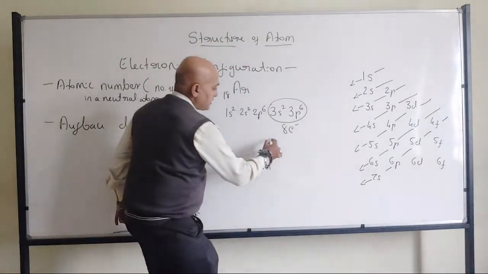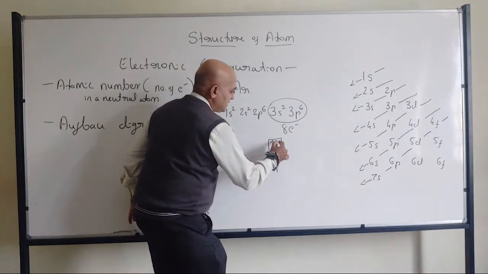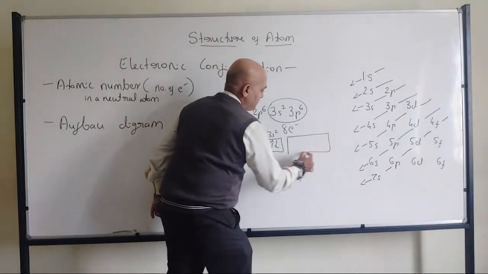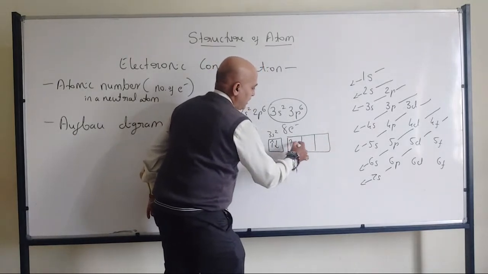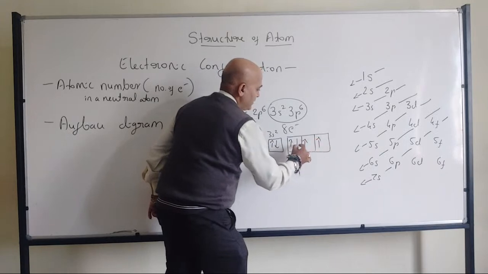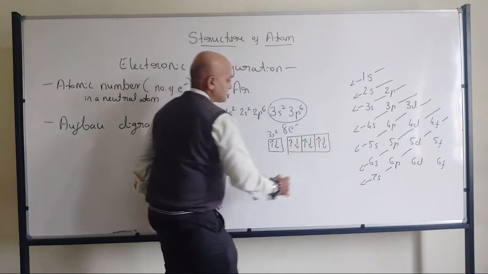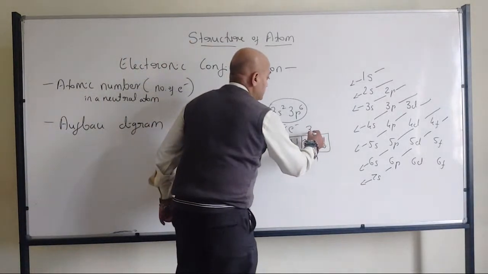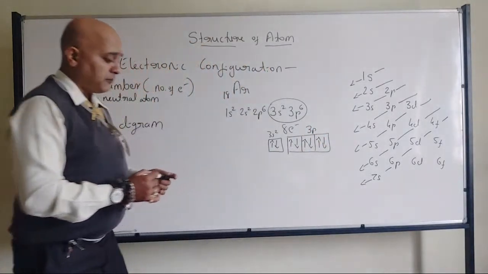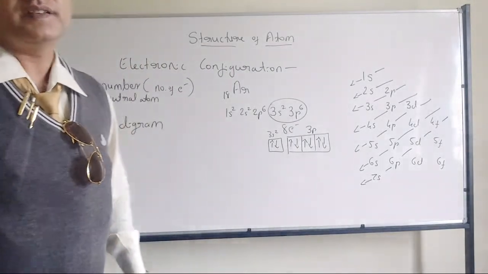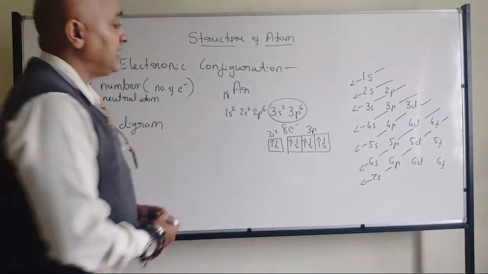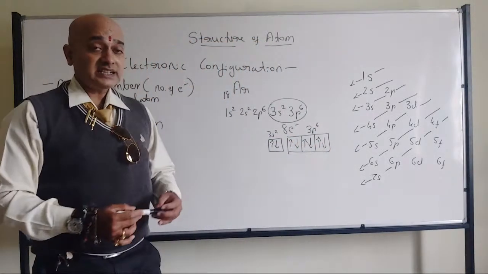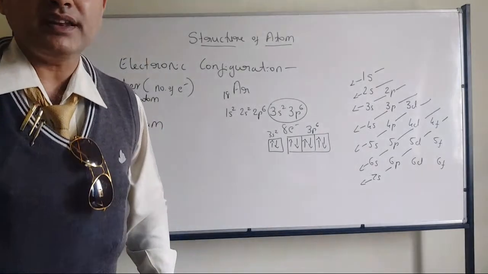Now where I have the s subshell, that is 3s2, only this one I am writing. Then 3p6, so 1, 2, 3, 4, 5, 6. So what it means is that the 3p subshell is also completely filled with electrons. There is no place for any electron. It is completely occupied. So that's where argon is stable.